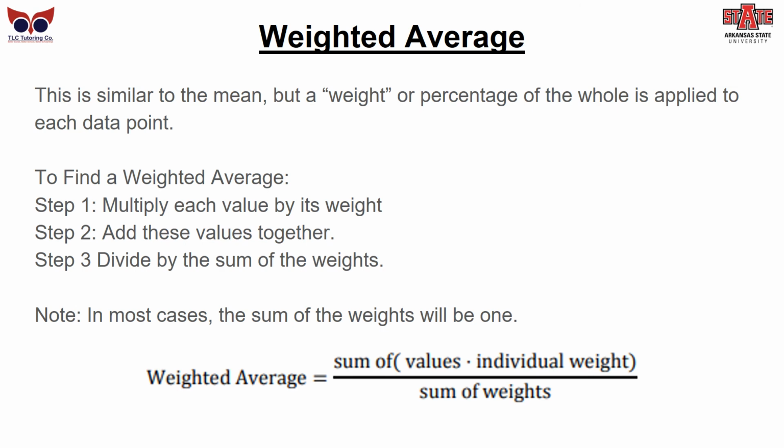Now, we have what's called a weighted average. It's very similar to the mean, but a weight or percentage of the whole is applied to each data point. So here's how this is going to go. We're going to multiply each value by its weight. We're going to add those values together and then divide by the sum of the weights. And in a lot of cases, the sum of the weights is 1. It adds up to 100%. So it's the sum of values times individual weight divided by the sum of the weights.